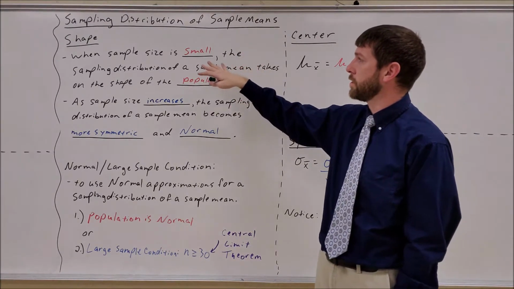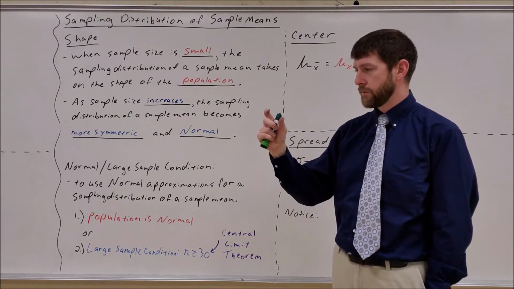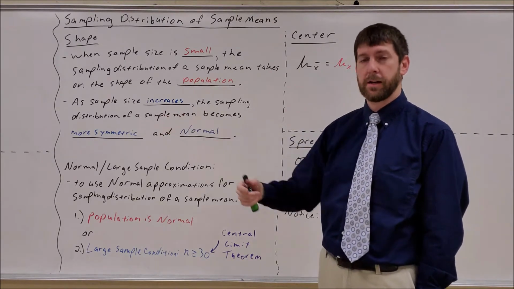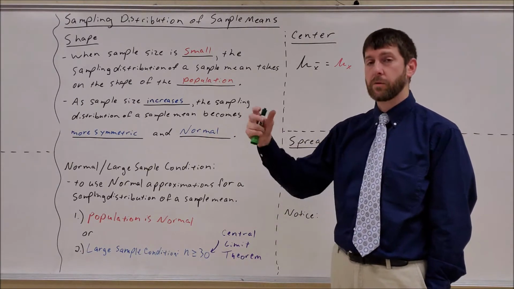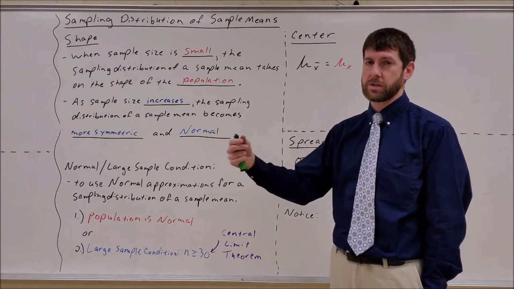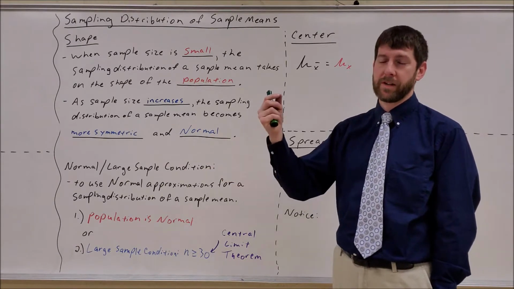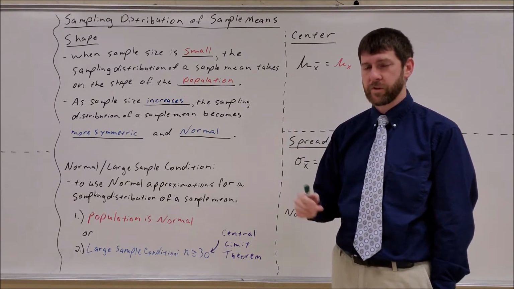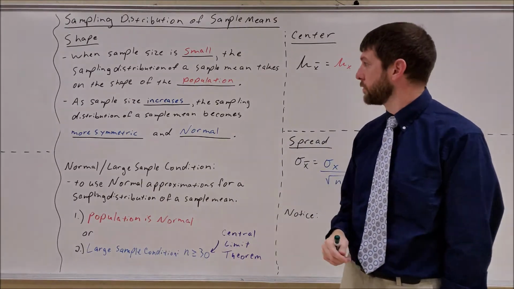So when sample size is small, sampling distribution in this case is going to take on the shape of the population. So that means that if I have a left skewed population, then small samples are going to produce a left skewed sampling distribution. If I have a right skewed population, then small sample sizes will produce a right skewed sampling distribution. And if I have a symmetric population, then small sample sizes will produce a symmetric sampling distribution. So it's just whatever you see in the population, you're going to see the same thing in the sampling distribution.